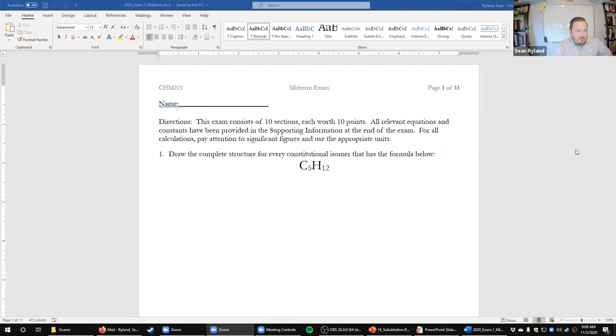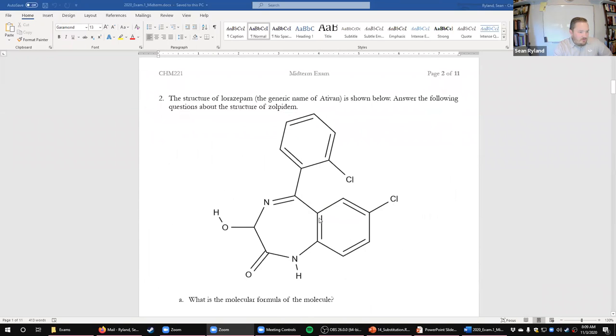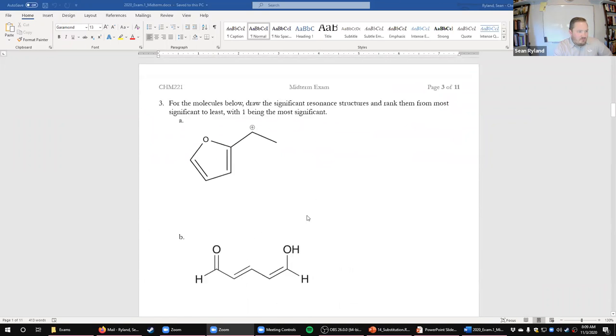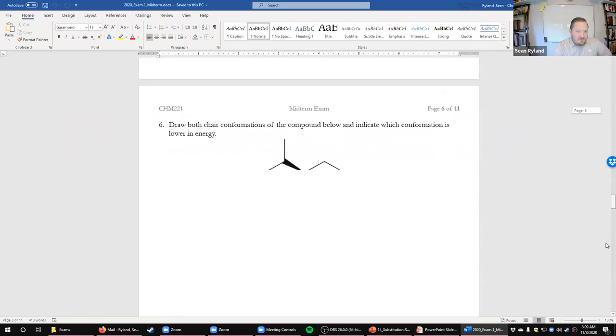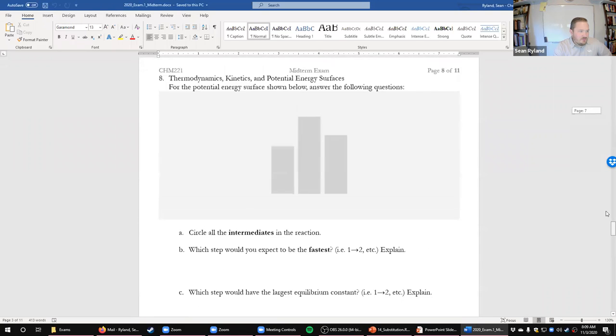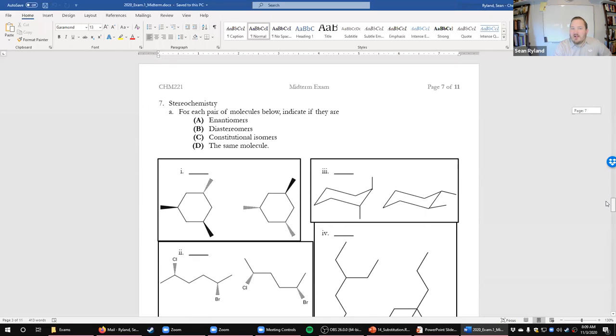But pretty much everybody did pretty well across the board. The biggest problems that I saw people had were on problems 3 and 7. So resonance, and problem 7 was I believe the chair conformers. Oh no, sorry, that was the stereochemistry.